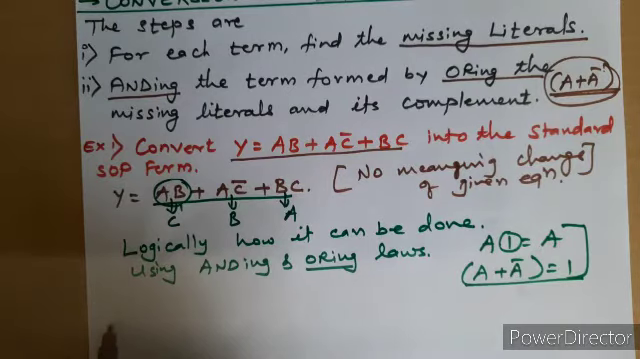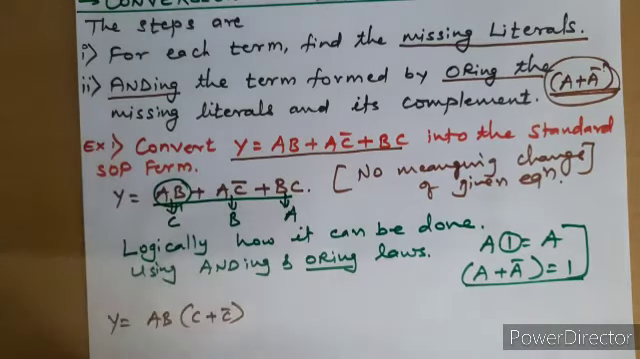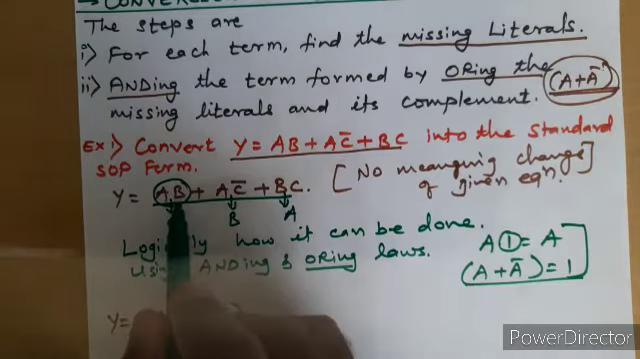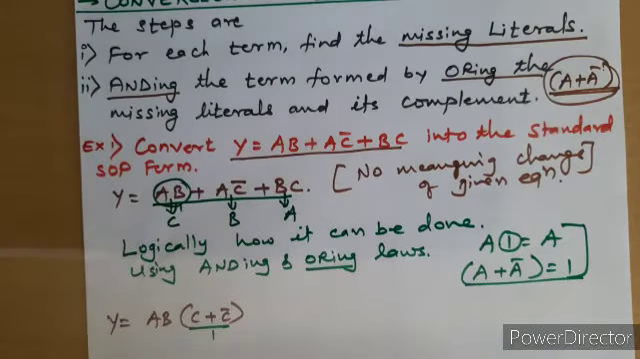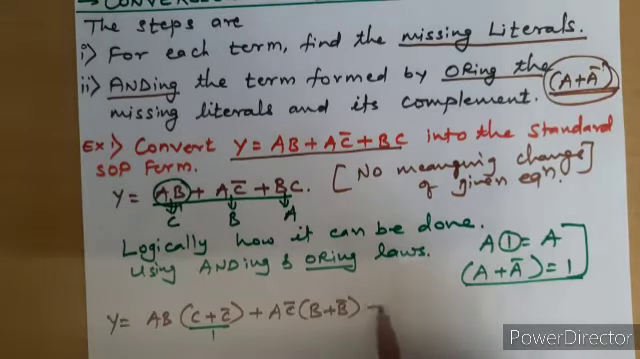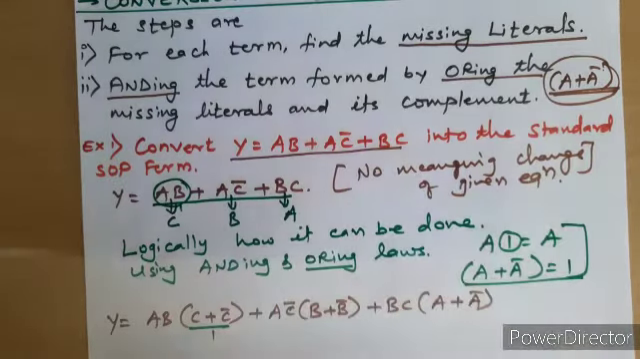So my equation becomes y equals AB. Now here C is missing, so I will take C plus C bar. Now C plus C bar is 1, and AB dot 1 is simply AB. Then I have A C bar in bracket, B is missing, so I'll take B plus B bar, and here plus BC, A is missing, so A plus A bar.